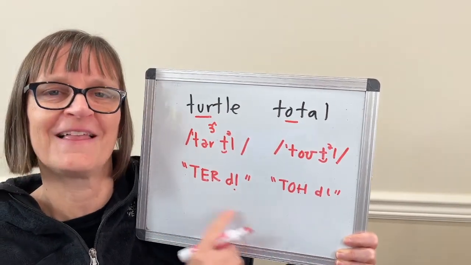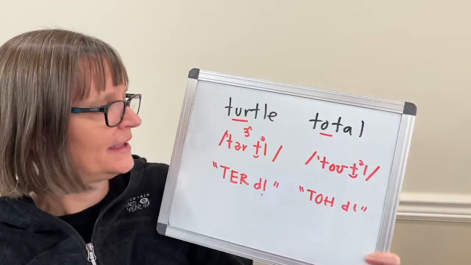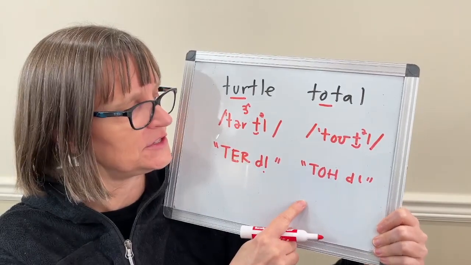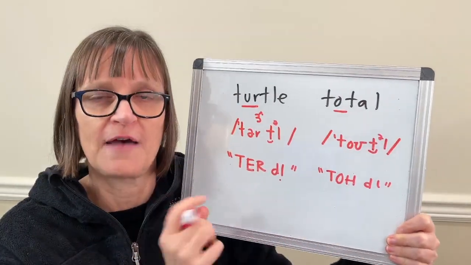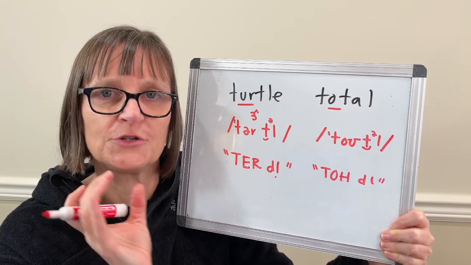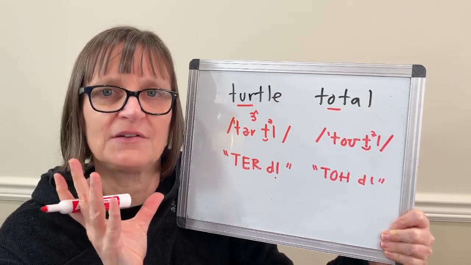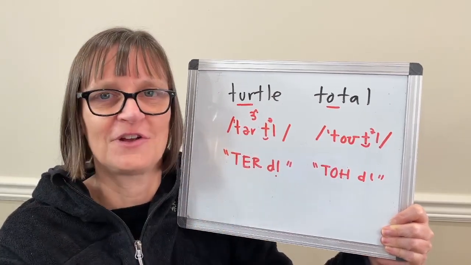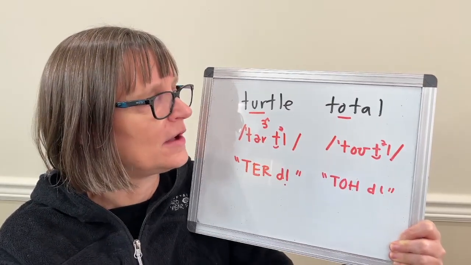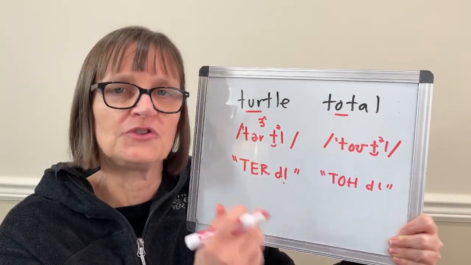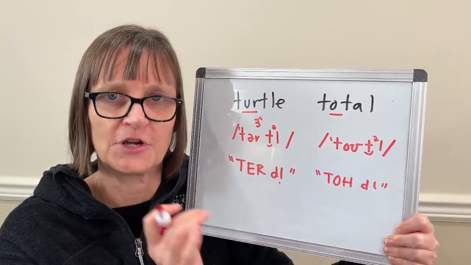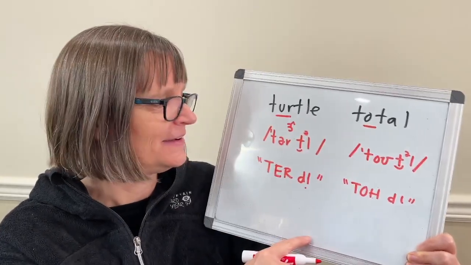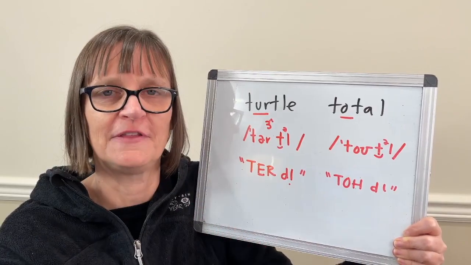So turtle and total. If you have difficulty with your R, then it might be hard for you to hear and make the difference between these two. Also, if you're having trouble here, it might be that your O in total is not enough of an O sound. You might be going a little more to an ah or an uh sound, and then you're not distinguishing these very, very well. So try with total. Try just saying toe by itself. Total. My toe is a total mess. I'm going to turn the turtle in the other direction.